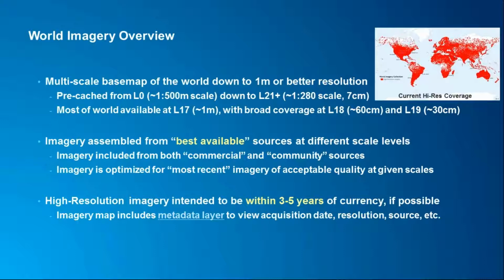Our goal with the World Imagery Map is to provide high-resolution imagery that's within 3 to 5 years of currency, whenever possible. And the World Imagery Map includes a metadata layer that you can use to find out information about the imagery for any given location, including the acquisition date, the resolution, accuracy, and data source.